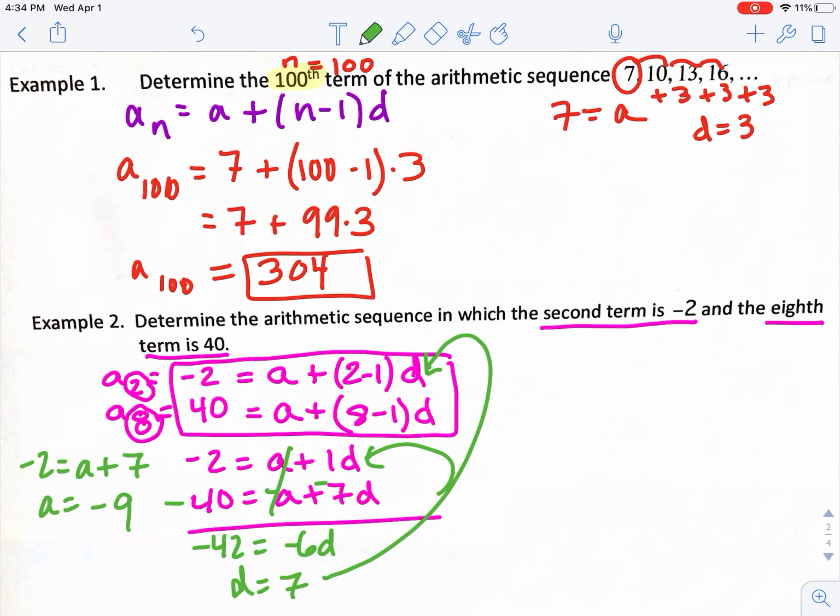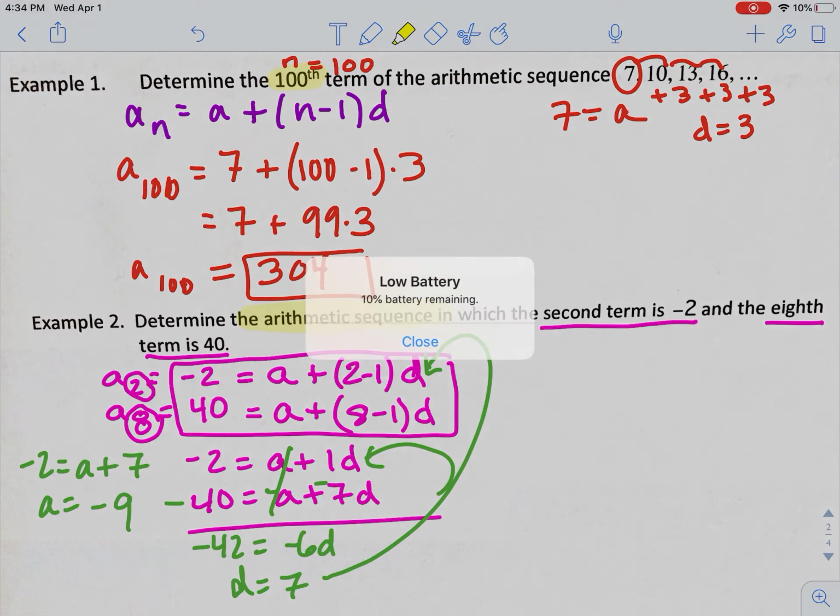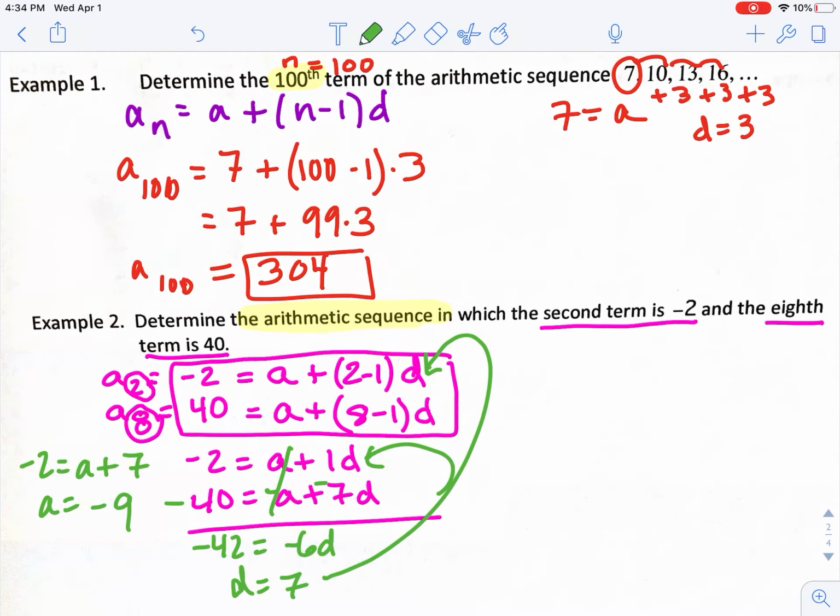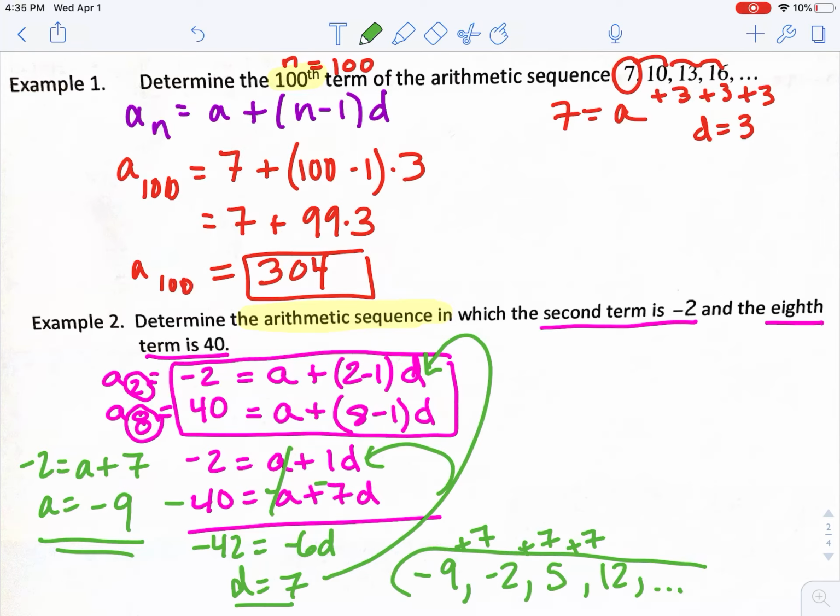So when it says in the problem to determine the arithmetic sequence, what they want you to do there is list out at least the first few terms of the sequence. So I'm going to start with negative 9, and then if my difference is 7, I'm just going to add 7 each time, right? And then I just do that, and there's my arithmetic sequence. So that's the one way you can just write your arithmetic sequence. That would be my final answer.